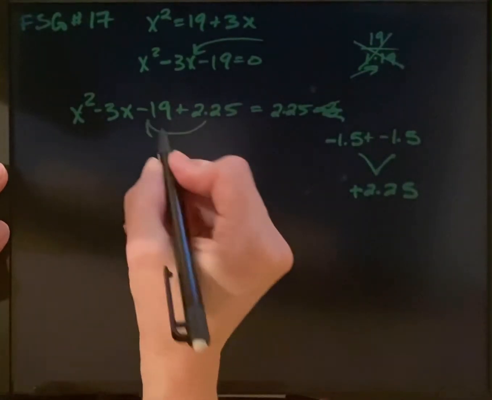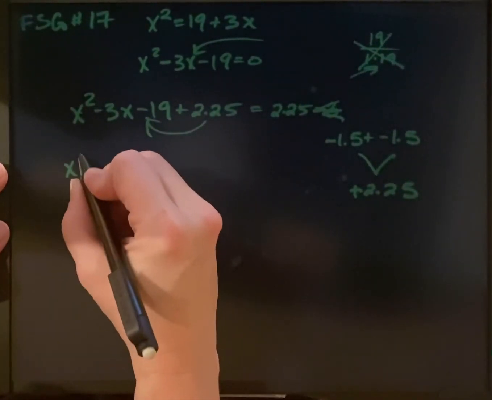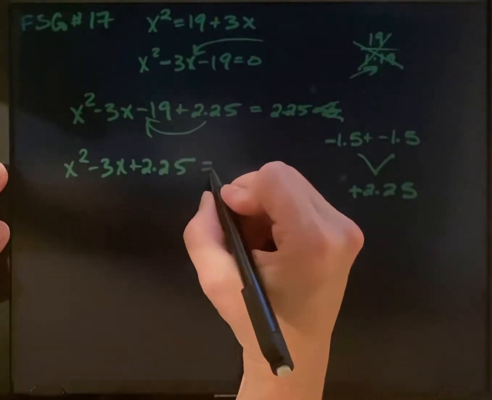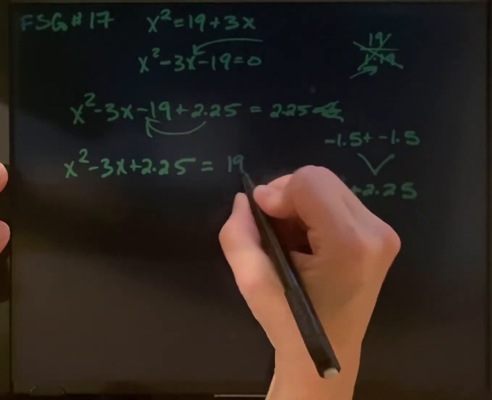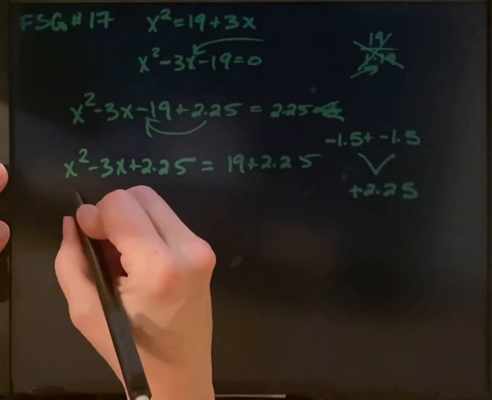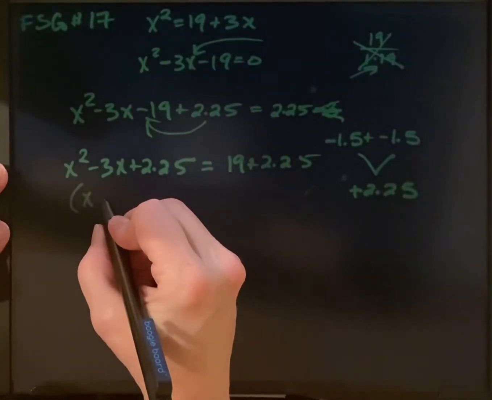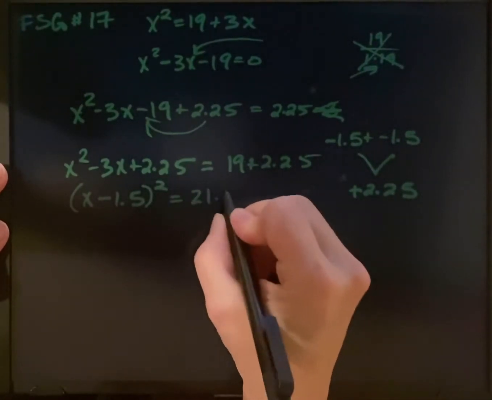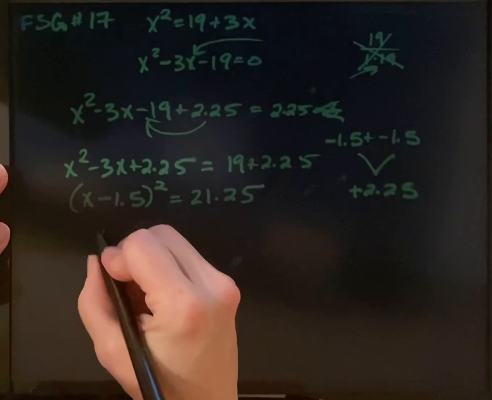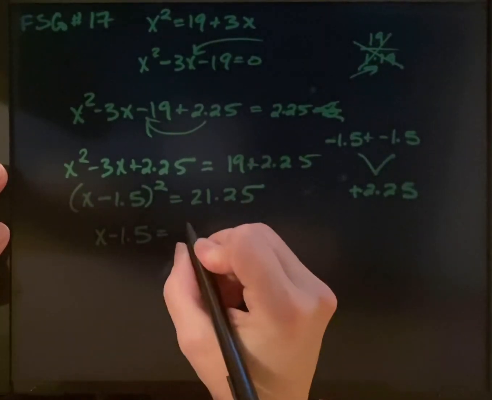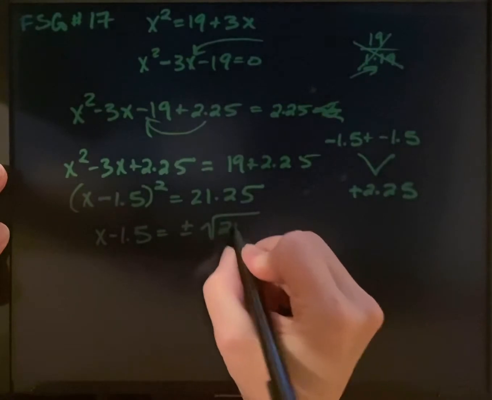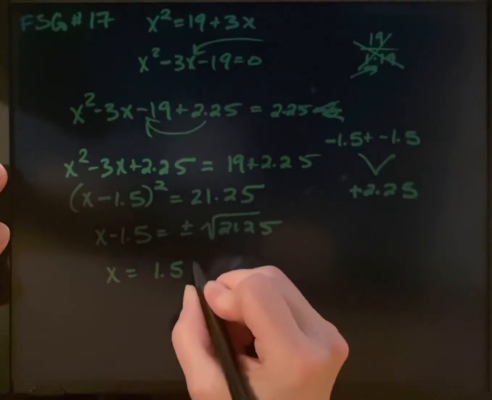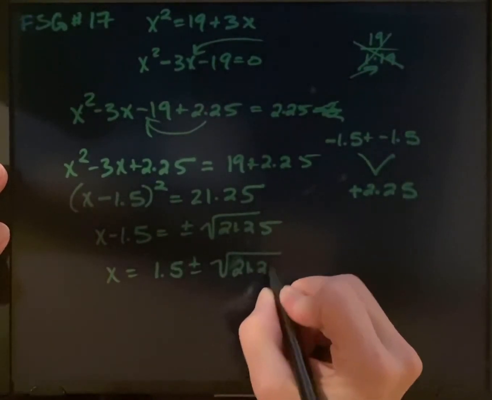And now I can go ahead and move some things around. So I've got x squared minus 3x plus 2.25 equals 19 plus 2.25. And now I can factor this out. I've got x minus 1.5 squared equals 21.25. So now we take the square root of both sides. And that's going to give us x equals 1.5 plus or minus the square root of 21.25.